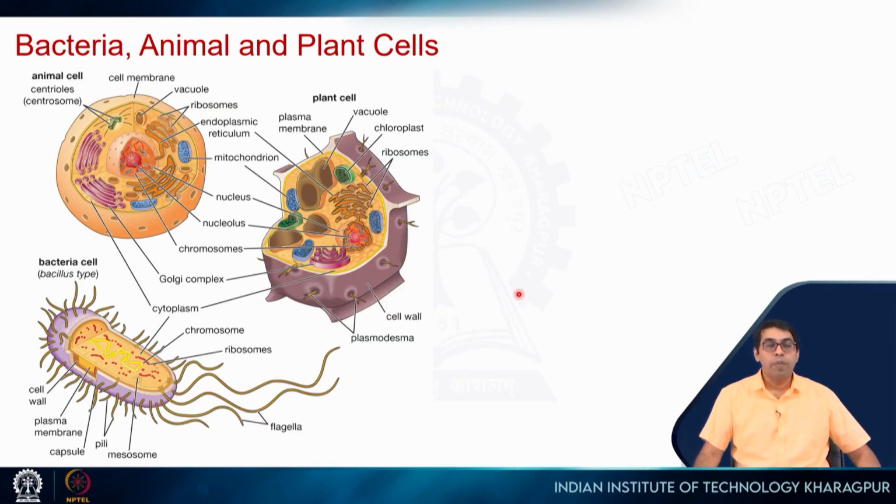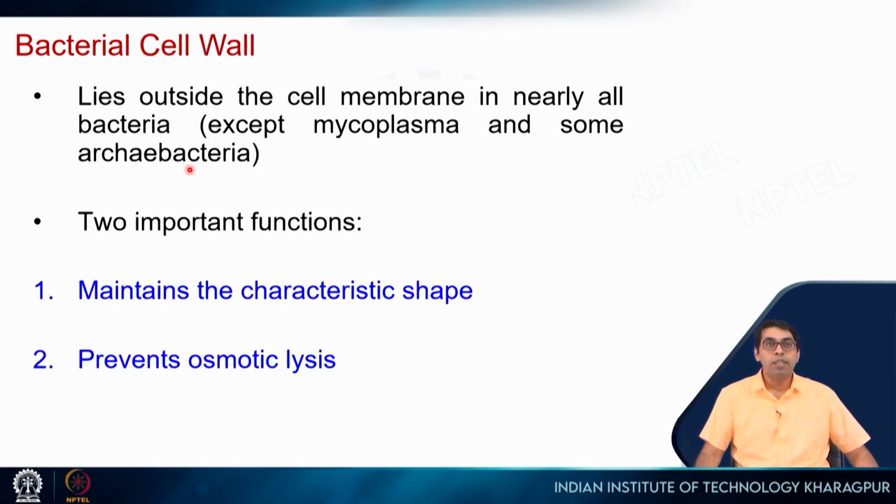Okay. So, as I mentioned, there are 2 types of cells, prokaryotes and eukaryotes, and some of these are shown here. A bacterial cell will typically look like this, a eukaryotic cell or animal cell will look like this, and a plant cell will look like this. So, these are both eukaryotes. A plant cell will have a cell wall, a bacterial cell will have a cell wall, no cell wall in an animal cell. So, what is the function of a bacterial cell wall?